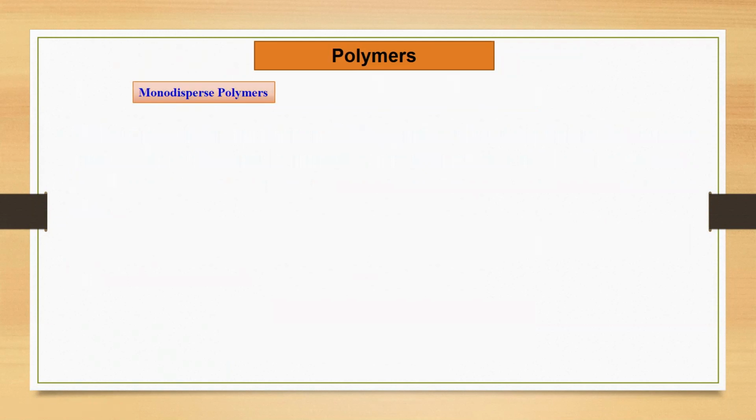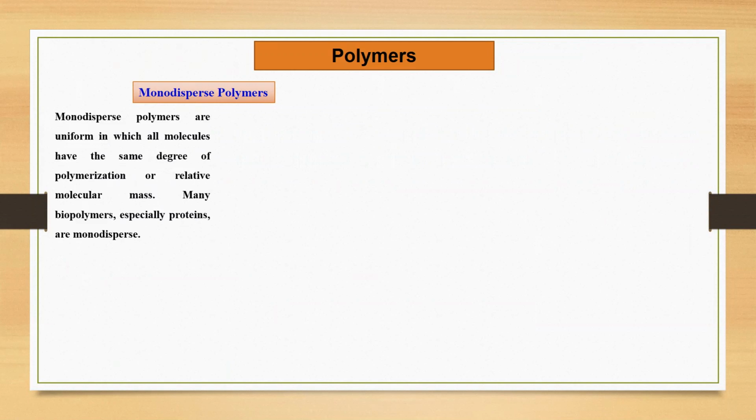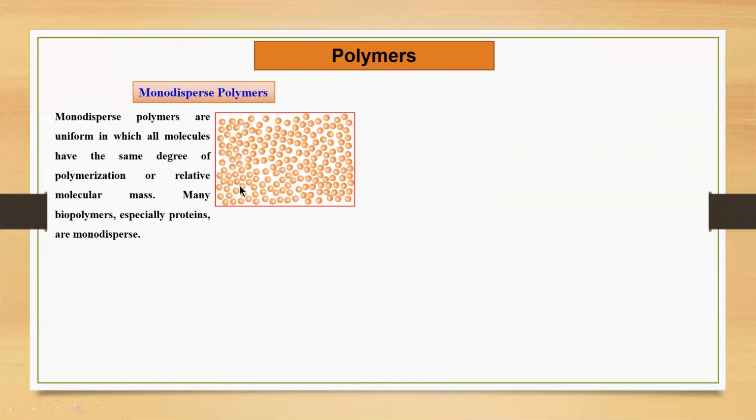What are monodisperse polymers? In the case of monodisperse polymers, they are uniform, in which all molecules have the same degree of polymerization or relative molecular mass. That is, the degree of polymerization of all the molecules is uniform. All the natural polymers, especially biopolymers and proteins, are monodisperse in nature. As we can see from this image, all the components forming this polymer sample have the same degree of polymerization, or the same relative molecular mass.